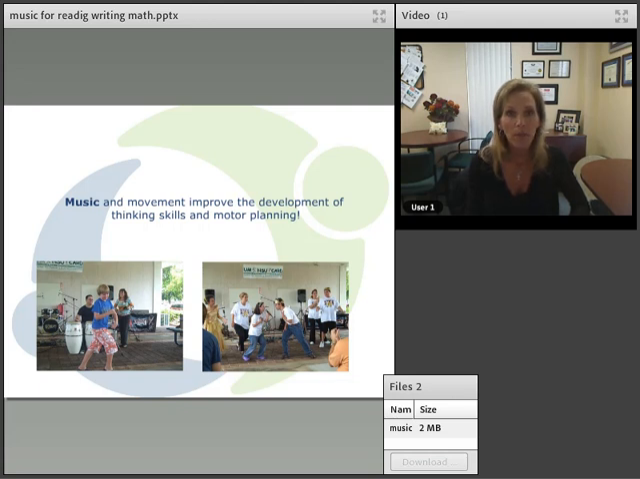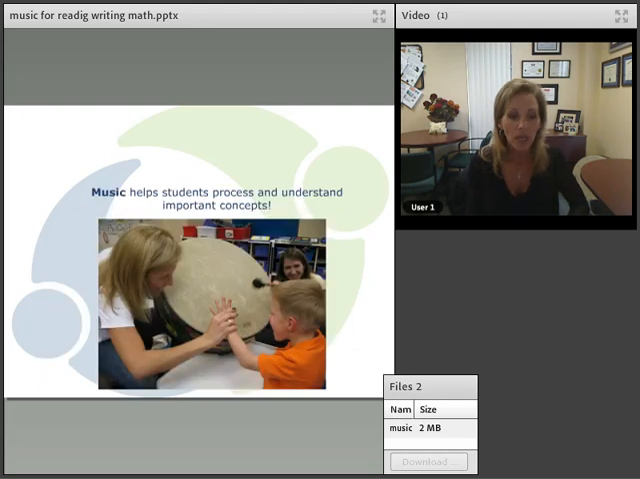But the wonderful thing about music is that because of the rhythm and the motivational aspects of the songs themselves, the individual is able to plan more effectively and more efficiently through a song rather than just having to motor plan in a stagnant activity. So coordinated movements, songs, marching, dances can really help in the development of motor planning skills. It also helps students to process and understand important concepts.